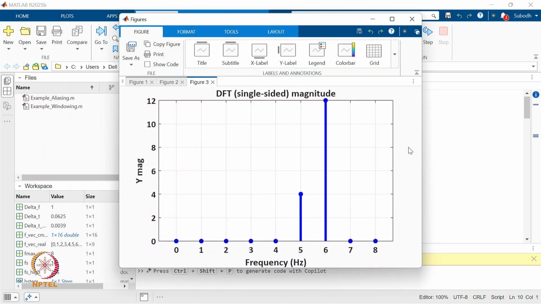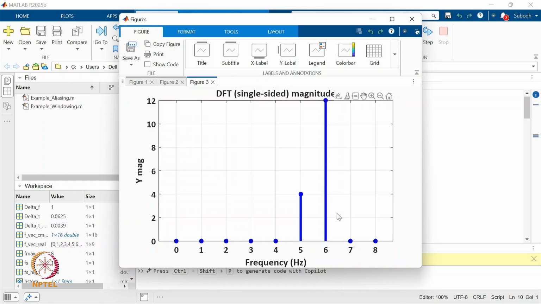So this is the plot of the single sided DFT spectrum, and you can see here that now it shows two frequency components. Of course, because Fs, the sampling frequency, was 16 hertz, the frequency range of this spectrum is 0 to 8 hertz, 0 to Fs by 2. There are two frequency components which are seen. One is at 5 hertz, and it is correctly identified because there is a signal at 5 hertz in the given signal and of amplitude 4.